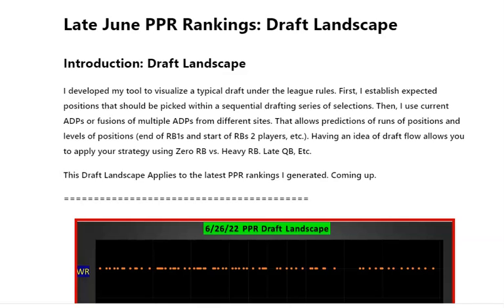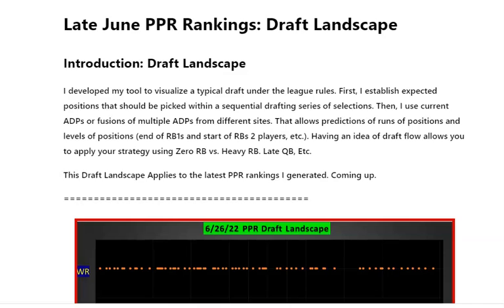any kind of condition. This is PPR here. And you can use current ADP. Fantasy Football Calculator has them. There's sites that have multiple ADPs from different places. You can combine those. However you want to do that's fine. I've done both.